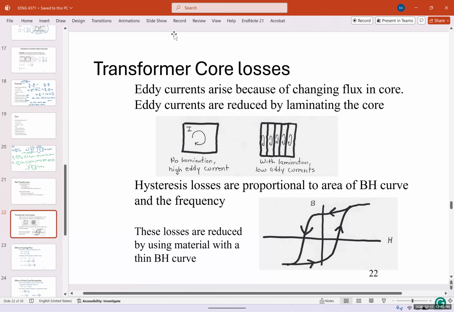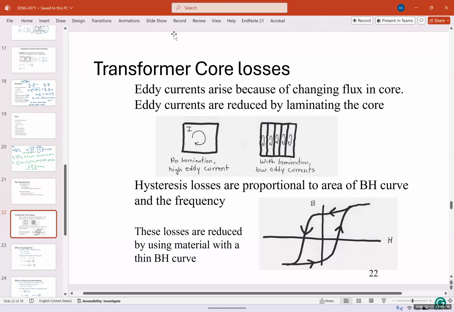Now, another type of loss is the hysteresis losses. These are proportional to the area of the BH curve and the frequency. These losses are reduced by using materials with a thin BH curve. Now, why does this occur?